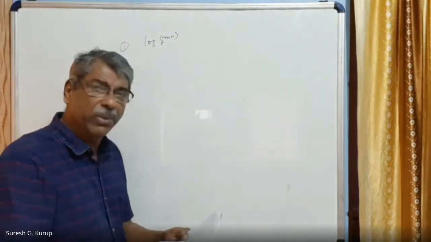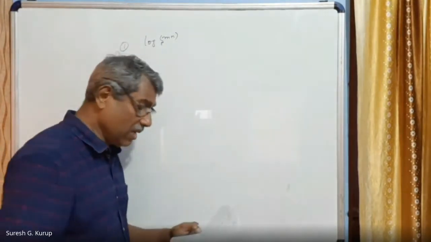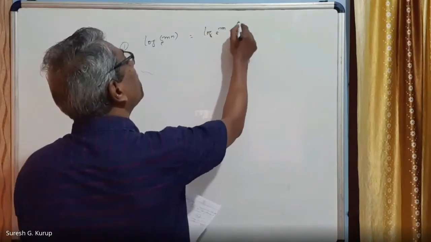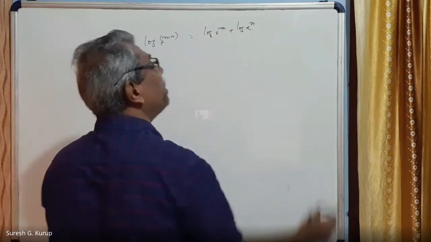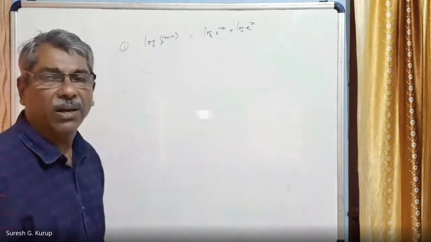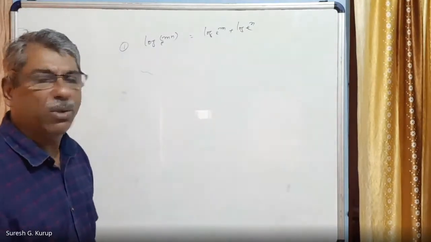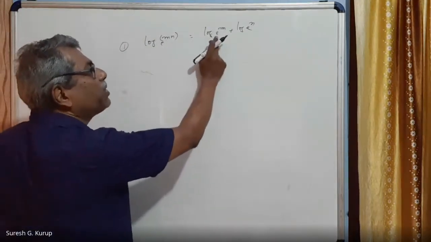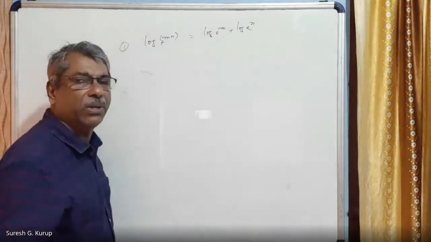Log mn to the base e is equal to log m to the base e plus log n to the base e. Logarithm of a product means addition: addition of the natural logarithm of each quantity. It is the first quantity, that's m, log m to the base e plus log n to the base e, right?